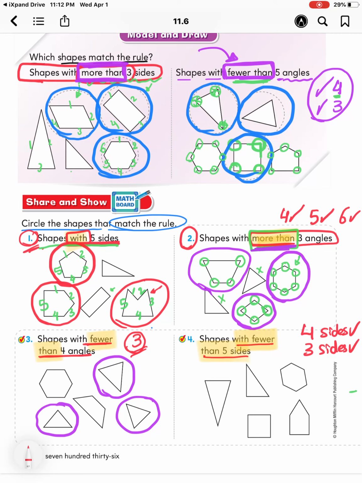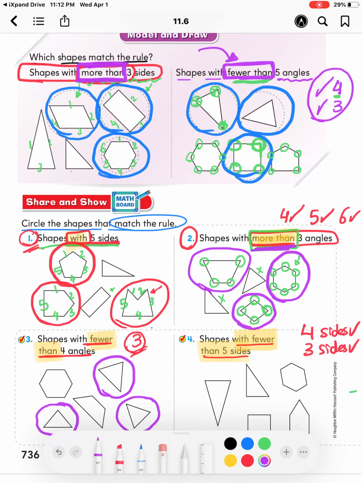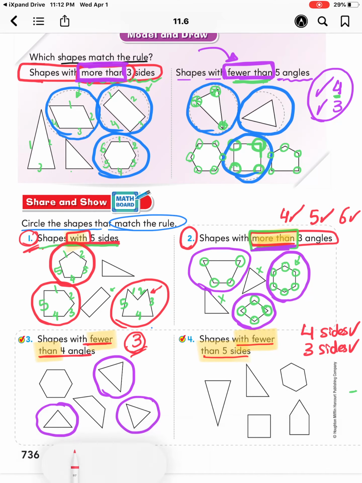So we will search for a triangle, or a quadrilateral shape. Maybe a square, a rectangle, a trapezoid. We will search here. Let's see and do it together. So let's circle all the triangles.